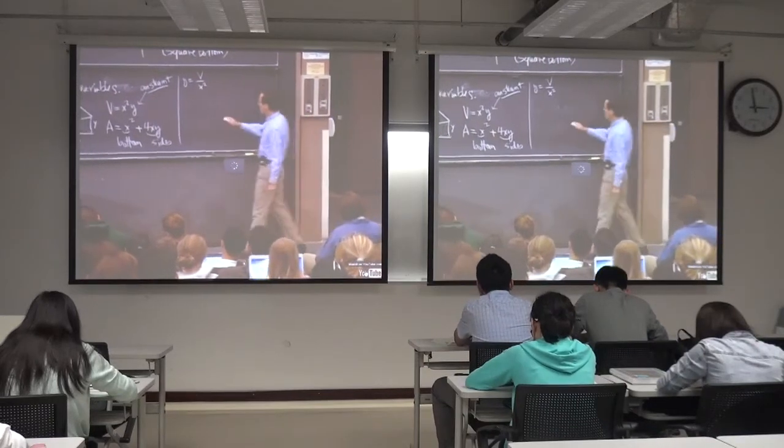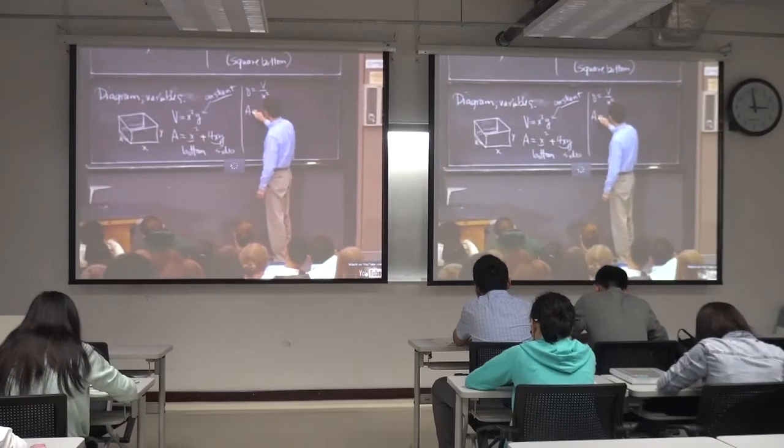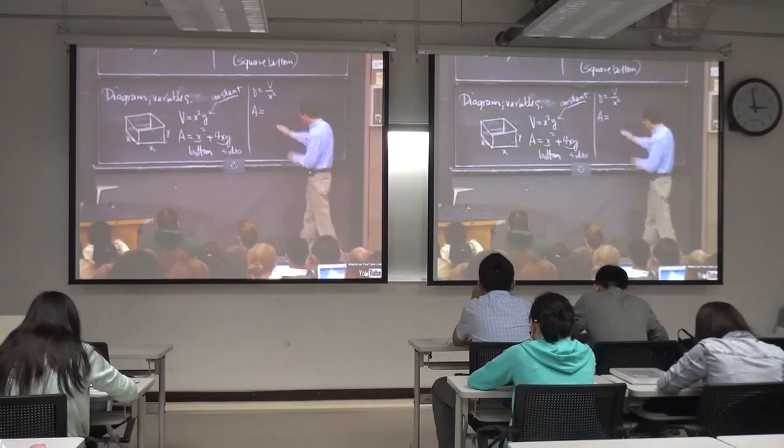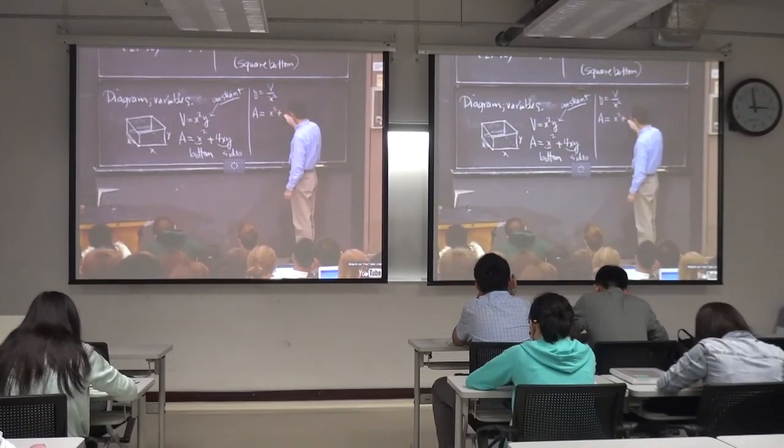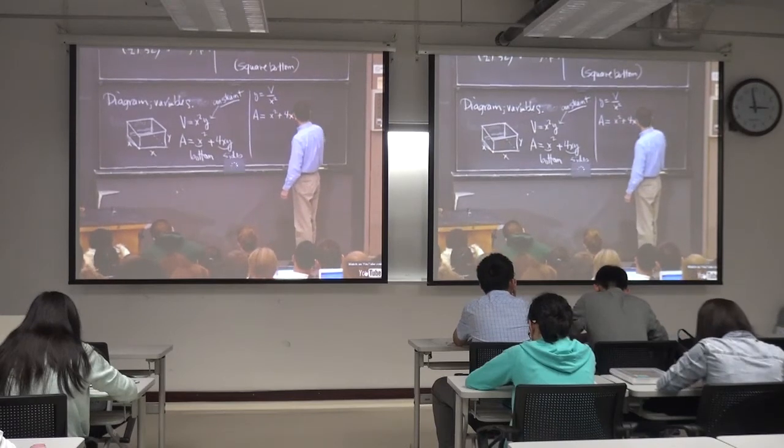And then we can plug that into the formula for a. So here we have a, which is x squared plus 4x times b over x squared.